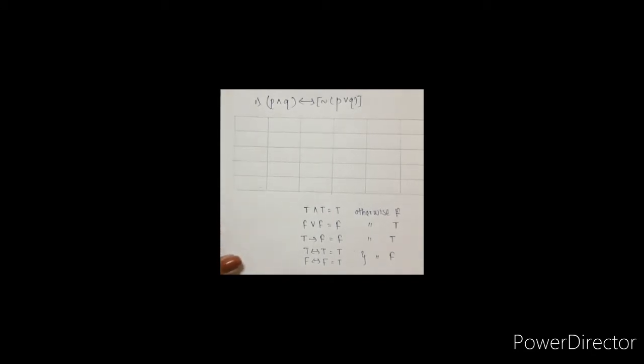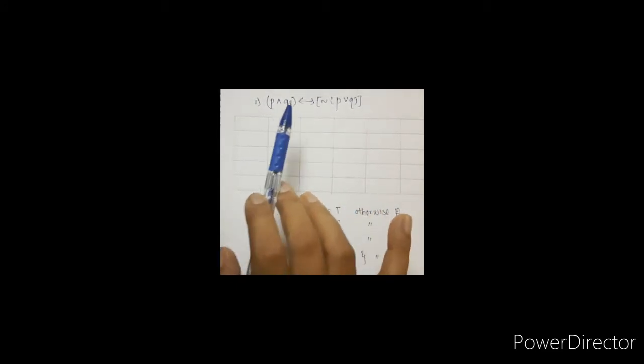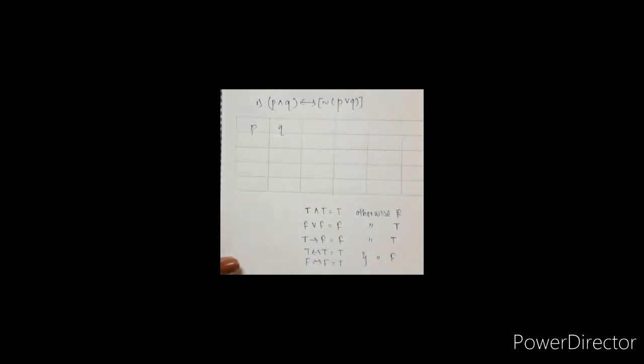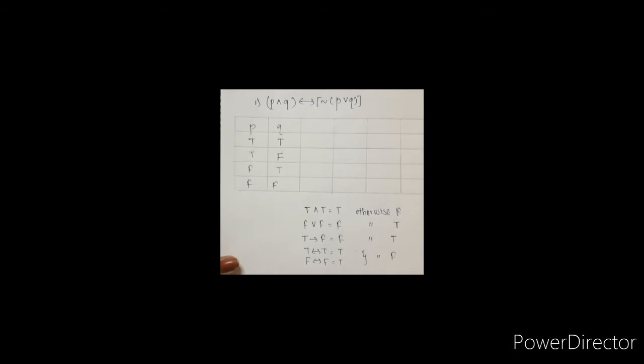Now, before starting our example, let's write all possible cases for P and Q. Since we have only two statements, the possible cases are: both can be true, or first can be true and second can be false, first can be false and second can be true, or both can be false.